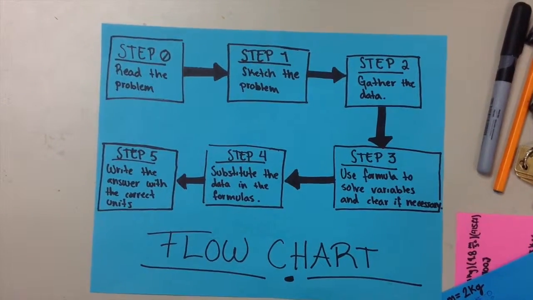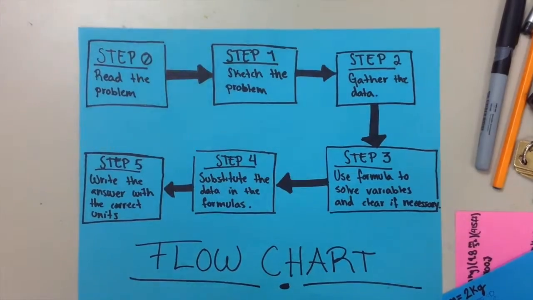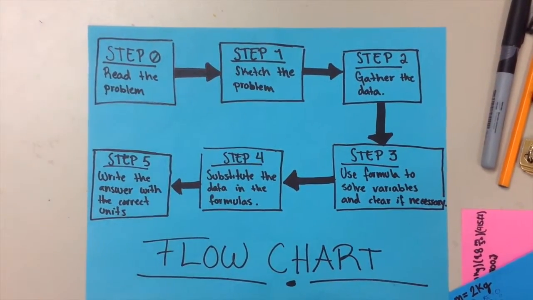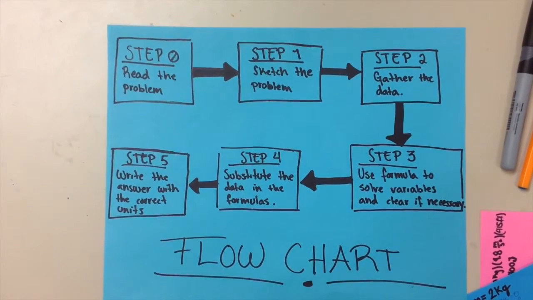Step 0, read the problem. Step 1, sketch the problem. Step 2, gather the data. Step 3, use the formula to set variables and clear if necessary. Step 4, substitute the data in the formulas. Step 5, write the answer with the correct unit.